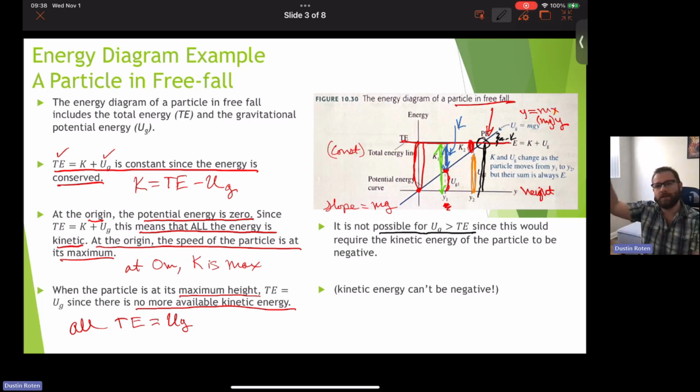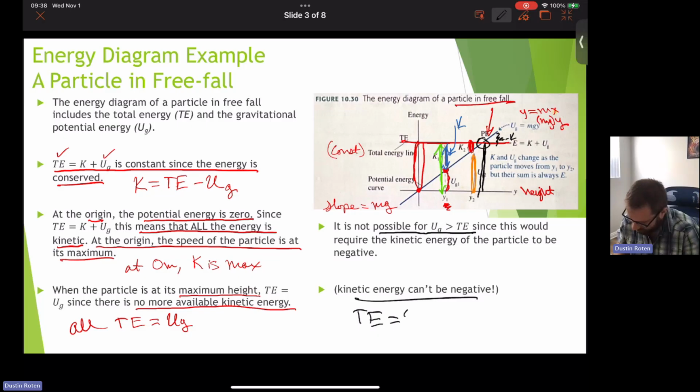Okay, so even though the plot goes on, we have to stop interpreting the plot right here when the potential energy and the total energy cross. Since kinetic energy can't be negative, that's why we're stopping at that intersection. And this intersection is actually a turning point. So when TE, the total energy, equals UG, this is a turning point.